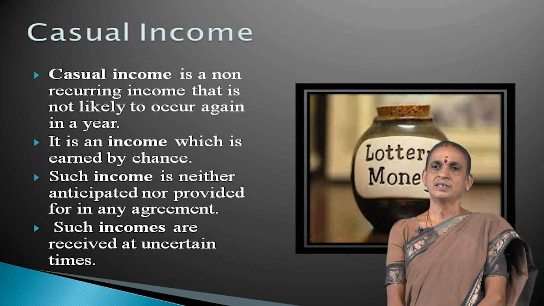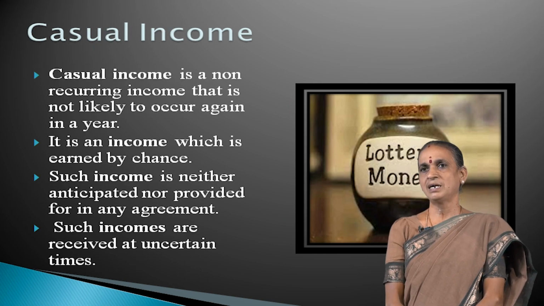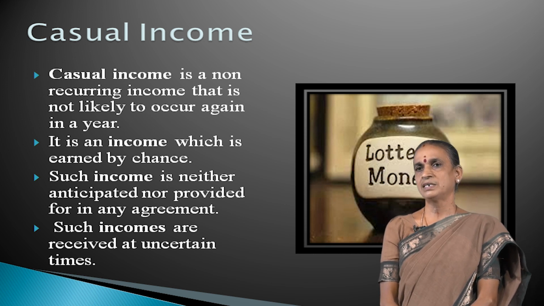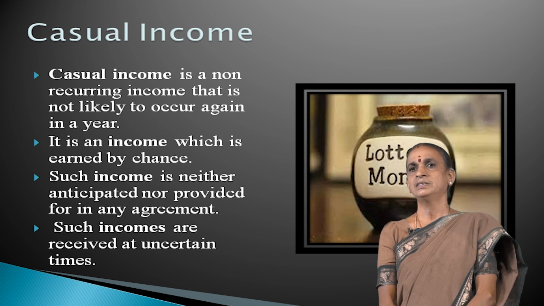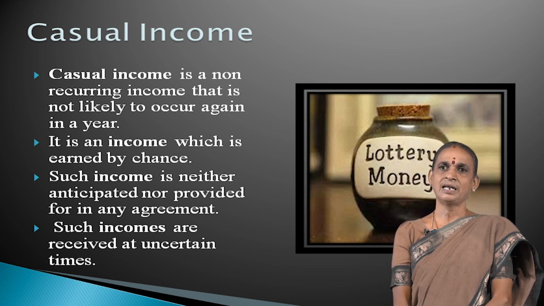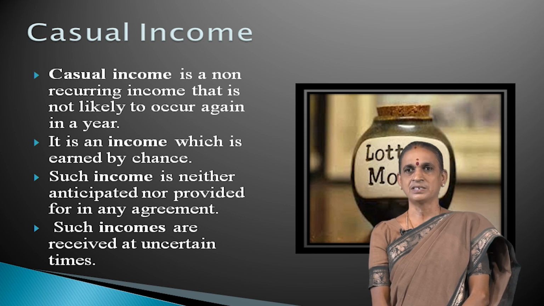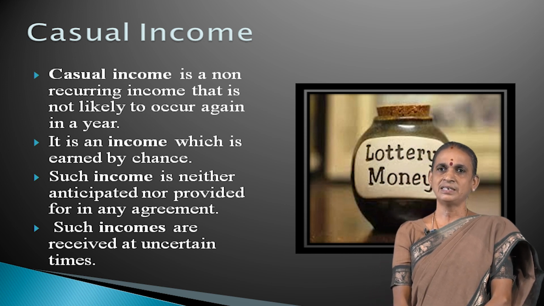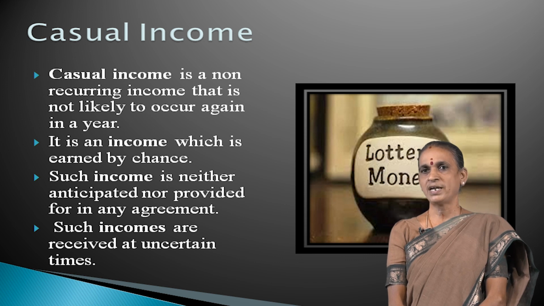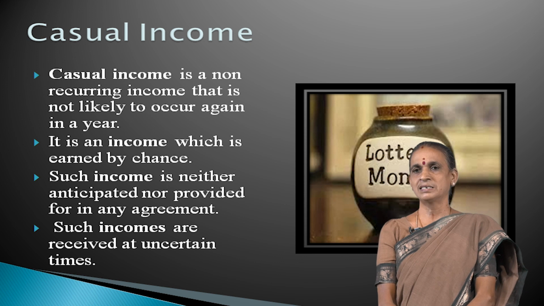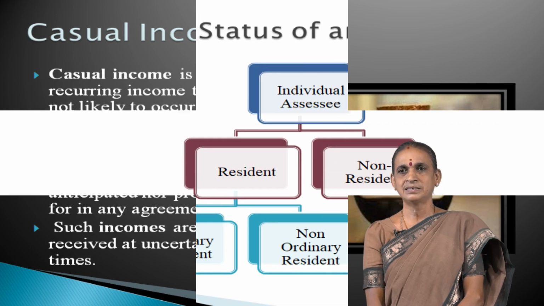Casual income. Casual income means any income received by an assessee occasionally. Casual income is a non-recurring income that is not likely to occur again in a year. It is an income which is earned by chance. Such income is neither anticipated nor provided for in any agreement. Such incomes are received at uncertain times.